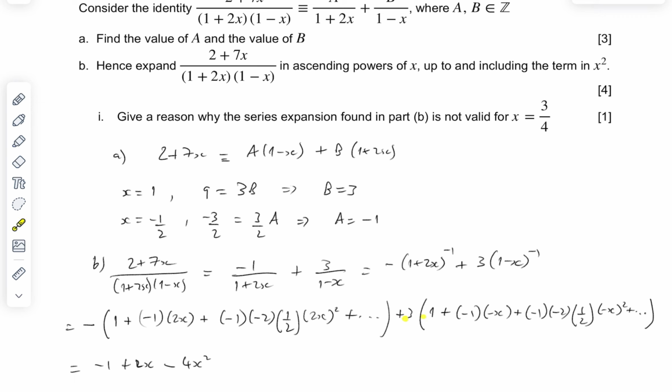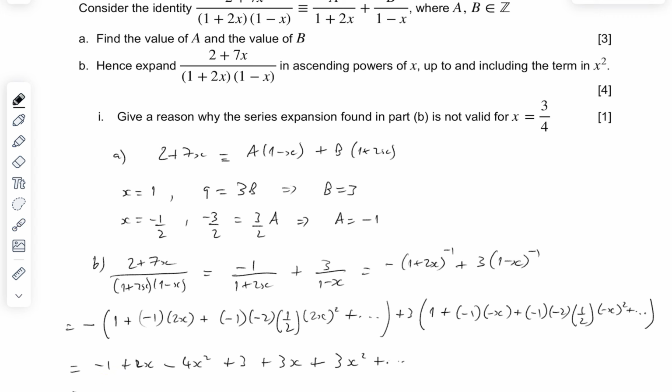And then we have 3 times 1 is 3. And then we have positive times positive, so that's plus 3x. And then here we have positive, positive, positive, so it's plus. Then the 2's cancel there, we get left with a 1 there, which times 3 is 3, and the negative x squared is x squared, plus dot dot dot, which then gives us like terms.